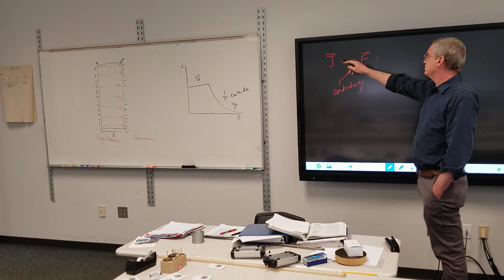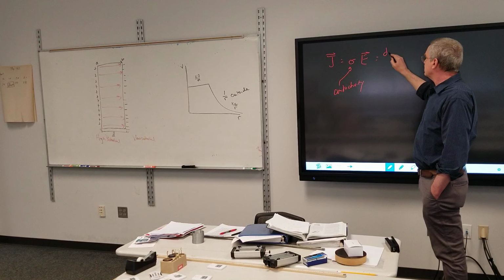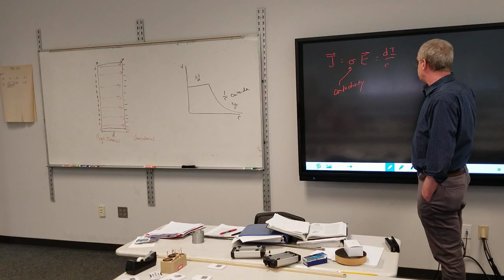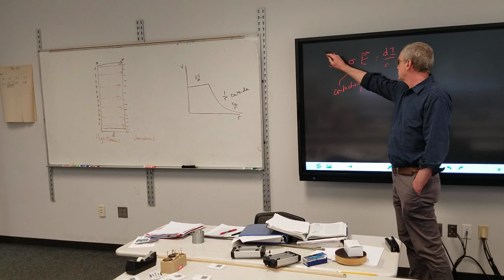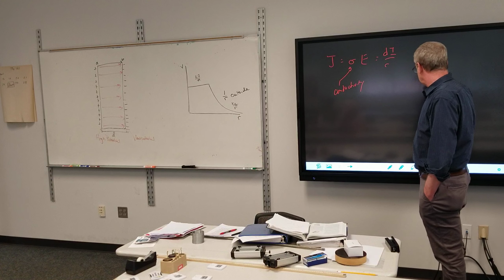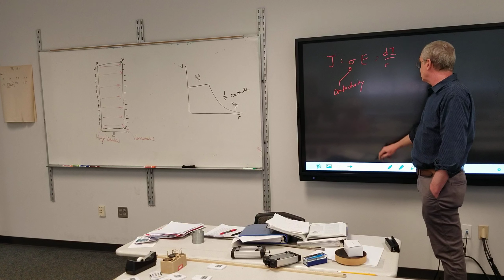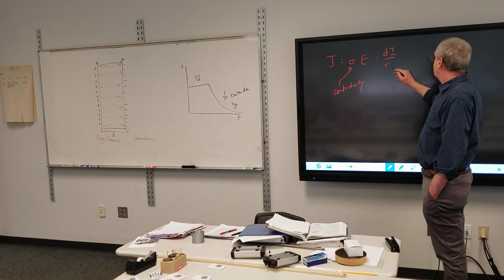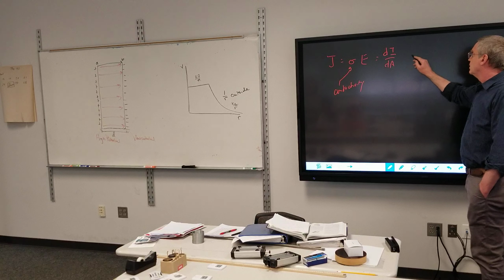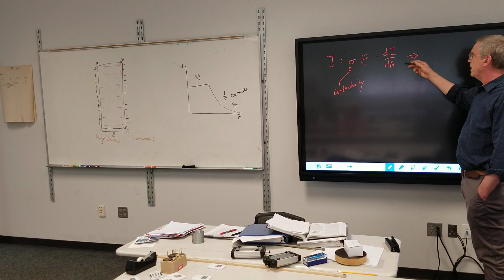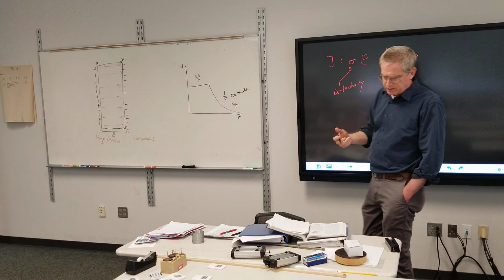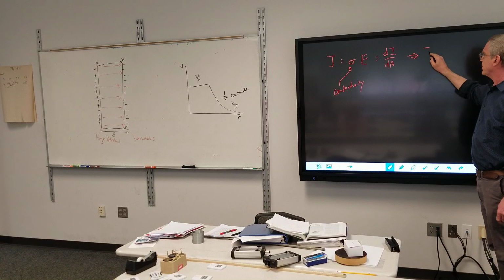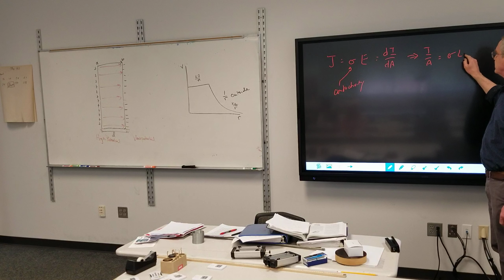I know that the current density is equal to I over A. And so we have a relationship here that tells us the current is constant and the cross-sectional area is constant. So this just becomes I over A is equal to sigma times E.